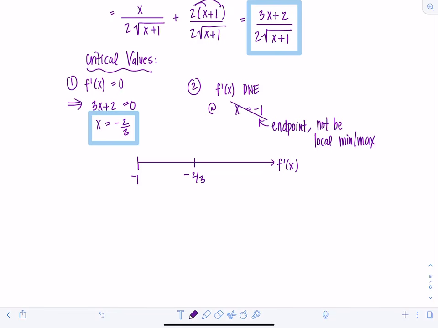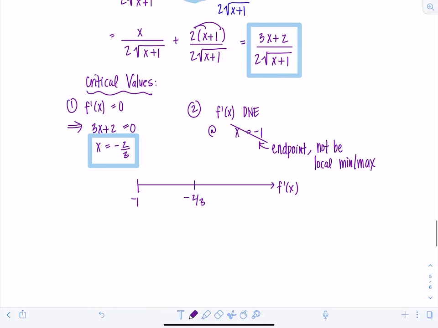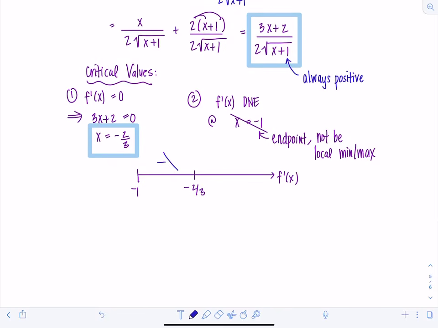Okay, so I'm going to substitute in values into the derivative. Notice again, like last time, this is actually pretty convenient. The denominator is always going to be positive, right? If I have a radical and then I multiply by 2, that's going to be positive. So say I plug in something between negative 1 and negative 2/3, like negative 0.8 or something, then the numerator is going to be negative, which means my function is decreasing. And then if I plug in something larger than negative 2/3, like 0 or 1 or anything else, then the derivative is going to be positive, which means the function is increasing.